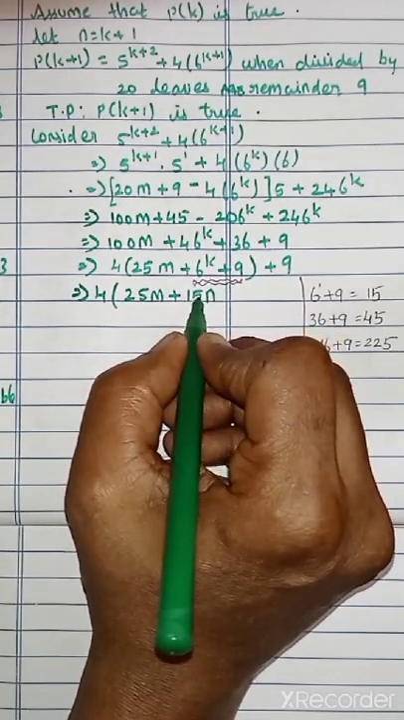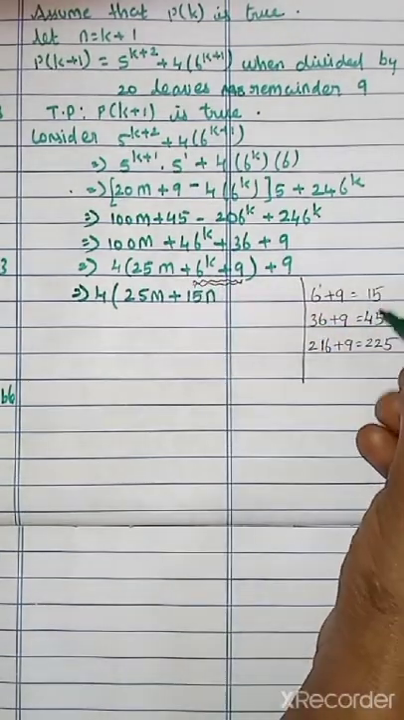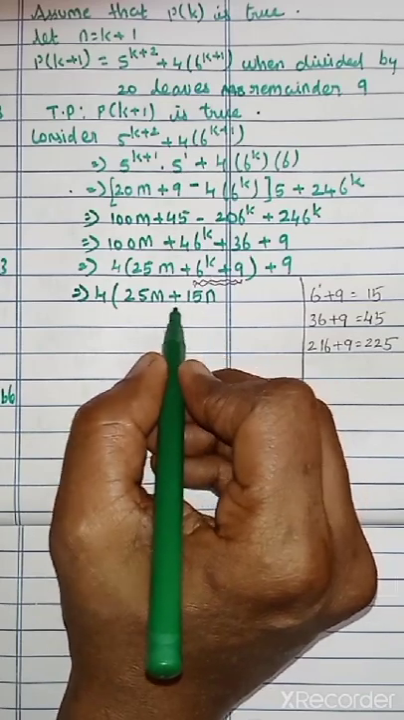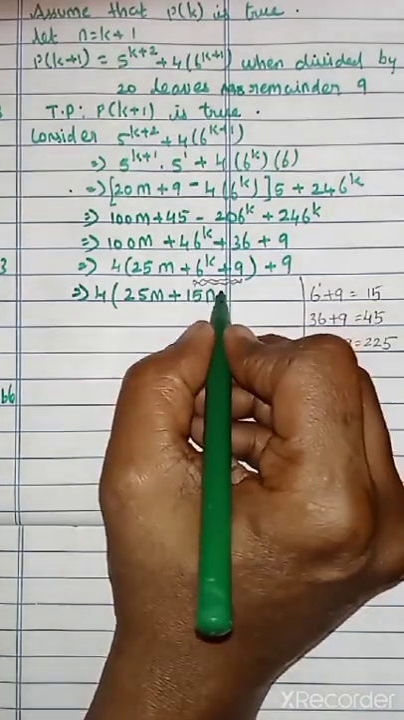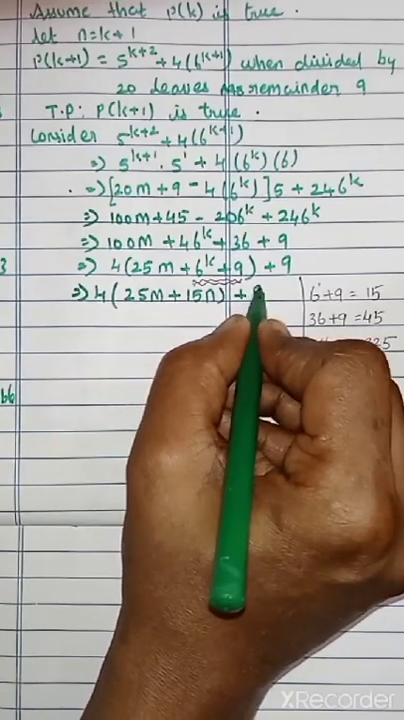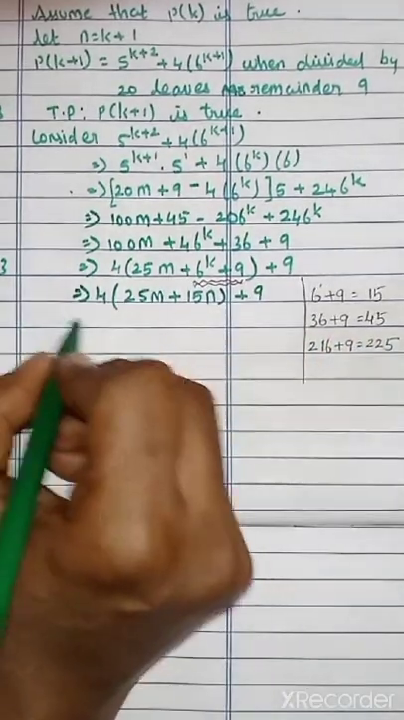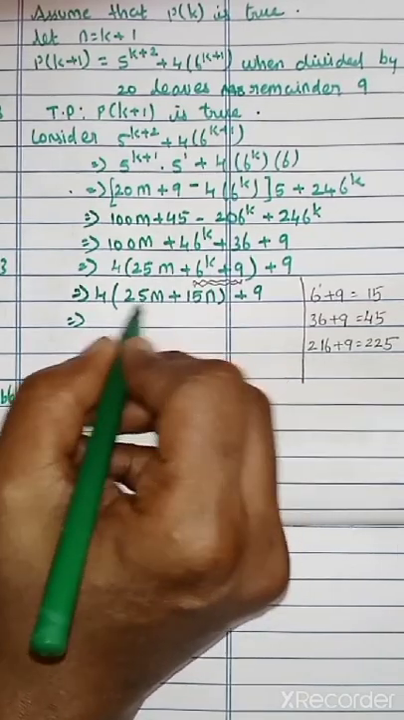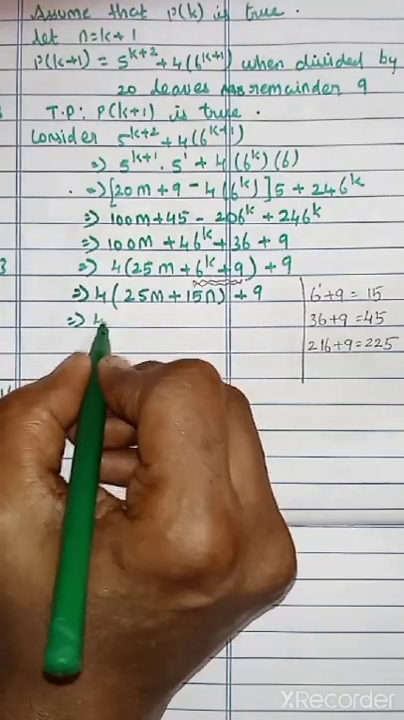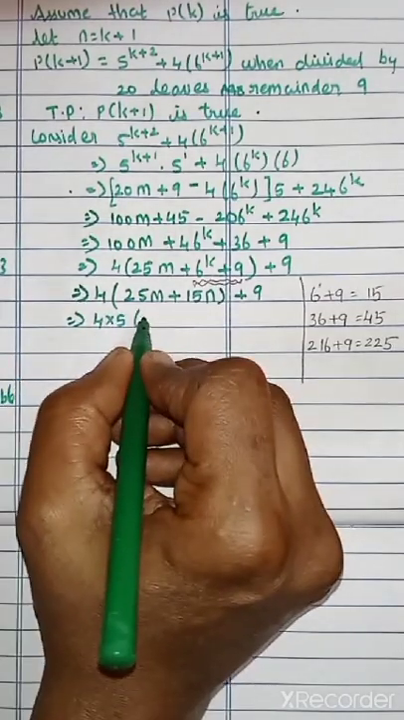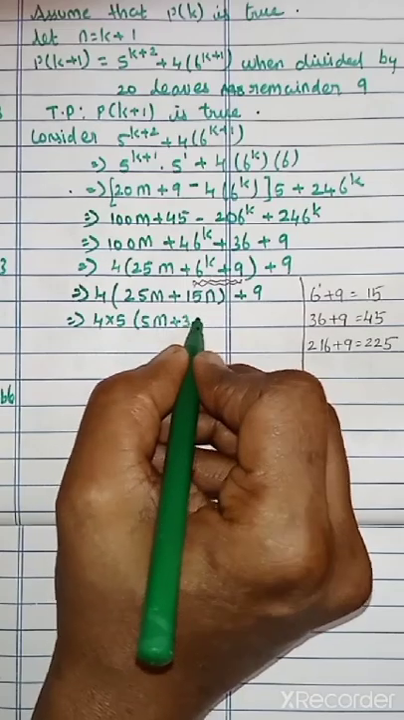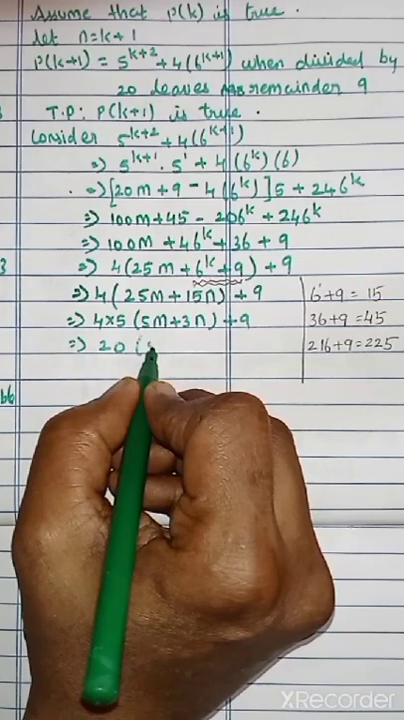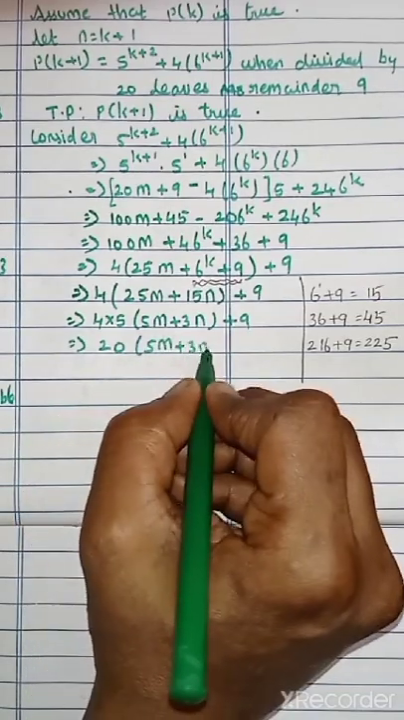Why are we taking it like this? Because 6 power k plus 9 is all multiplication of 15. This n is some scalar. So we are taking this as 15n, close the bracket, plus 9. Is that okay? Now again, we can take 5 common from this term. So that will become 4 into 5 we can take now. This will become 5m plus 3n, plus 9. That is 20 into 5m plus 3n, plus 9.